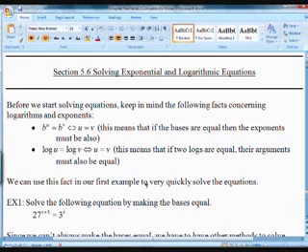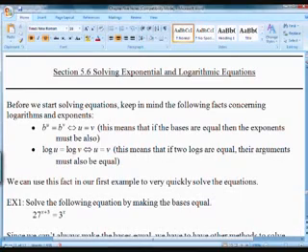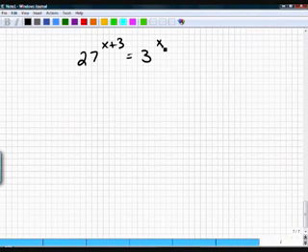We can use this fact in our first example to very quickly solve the equation, but that doesn't look the same, does it? 27 to the x plus 3 equals 3 to the x. Again, the only time you can use the shortcut I just showed you is when you have like 3 to the 5th power equals 3 to the what power. The bases have to be the same. But 27 and 3 is not the same, right?